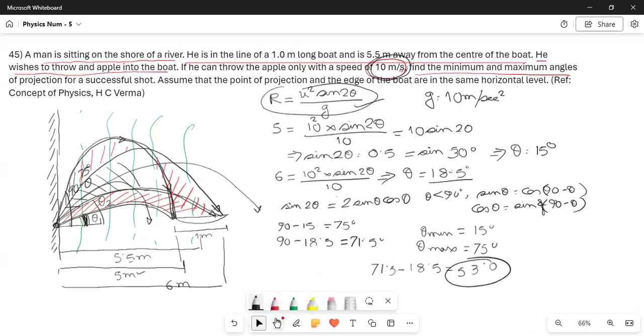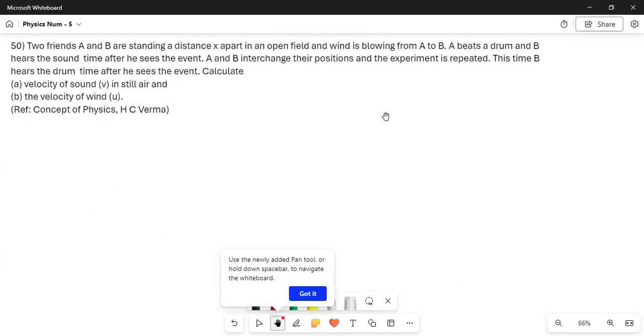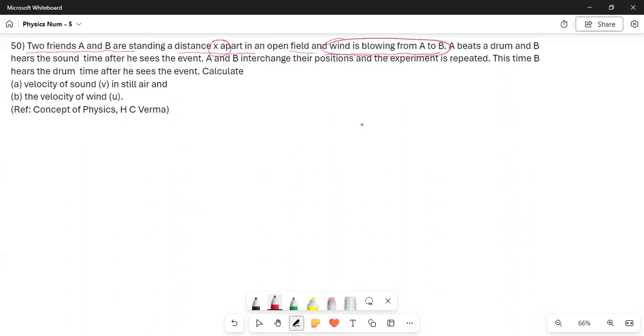Now let's go to the other problem. This is a small problem, but I thought I'll show you how to do it. It says, two friends A and B are standing at a distance x apart in an open field, and wind is blowing from A to B, right?